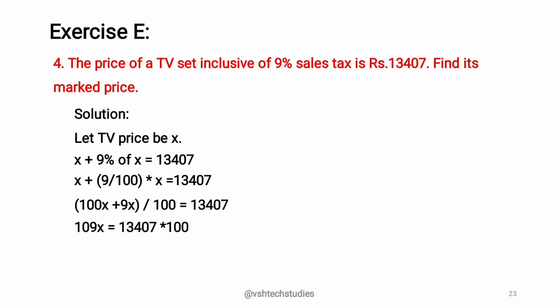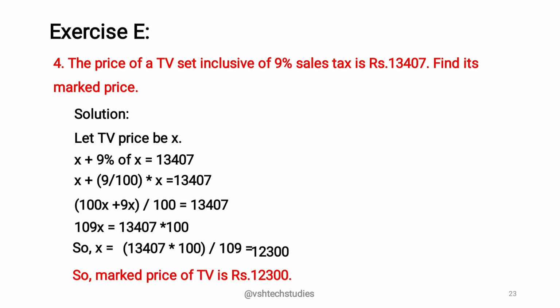So 109x is equal to 13,407. 100 is moved to the other side. Now 109 if you take to the other side, it becomes the denominator. So 13,407 into 100 divided by 109, if you do, we get 12,300. So the mark price of the TV is rupees 12,300. So that is the answer for the given problem. The same answer we had got in the analysis approach and solution of the problem.